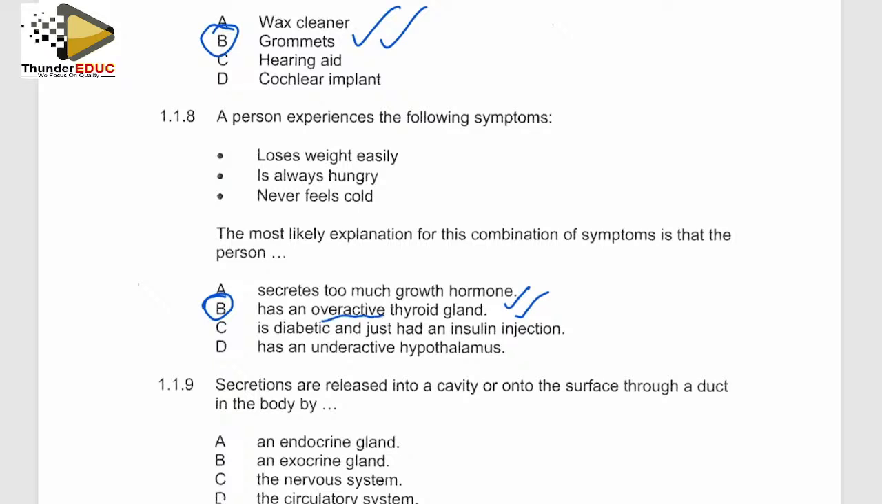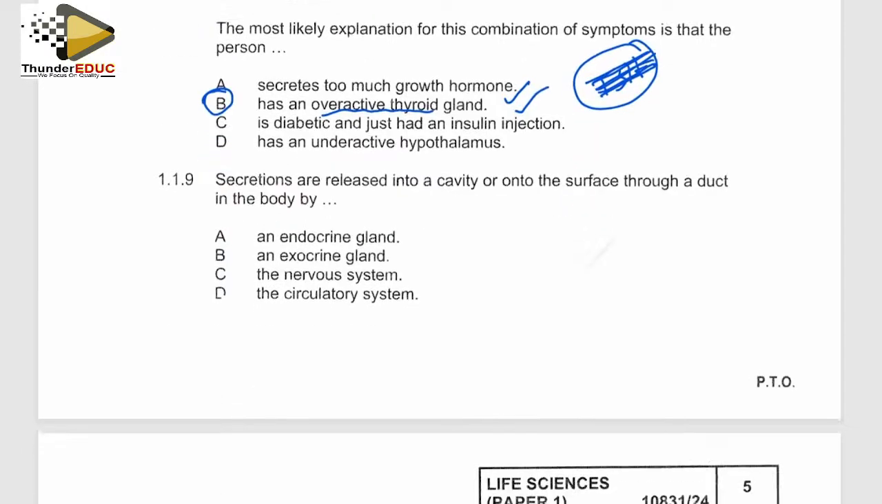Why? Because if you have an overactive thyroid gland, you're going to produce thyroxine, and thyroxine is responsible for metabolic reaction. If the metabolic rate is too high, it means that you are using up the food you have had in the body, so you are losing weight. You're always hungry because the food is being used up at a very high speed, and you never feel cold because too much heat is produced as a result of metabolism. So the answer becomes B.